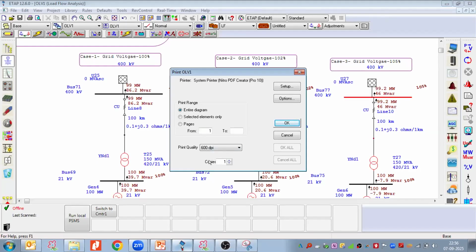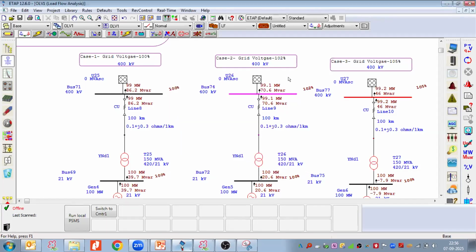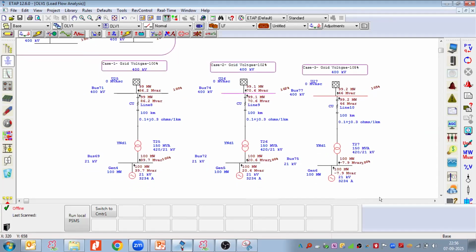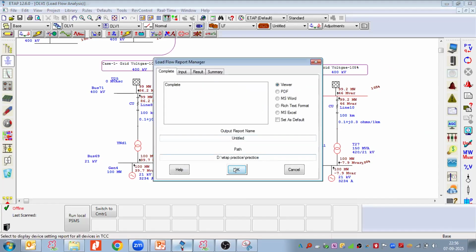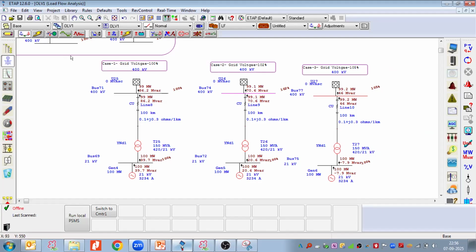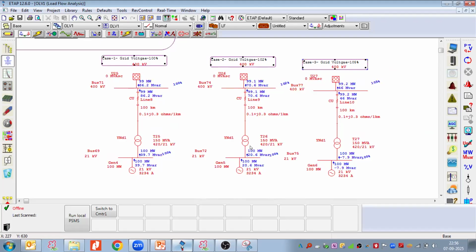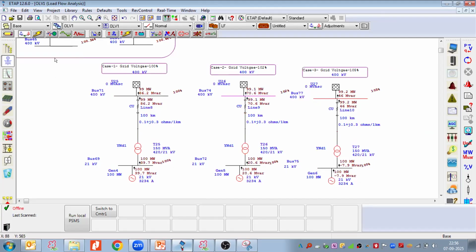Sir, is it possible that we can paste this picture in a report? Yes, you can paste this picture. I think it will come in the report also. My concern is that when we generate the report, the ETAP single line diagram is not shown in this portion. In that case, you can take a screenshot and paste it there as well. Okay, sir, thank you.